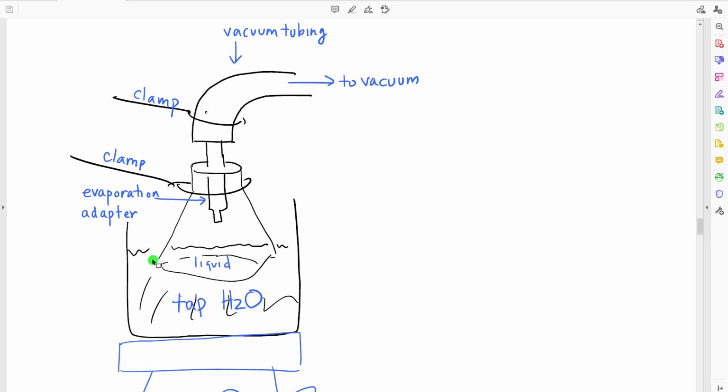Very often, we don't even have to heat the water, but if necessary, we can put it on a stirring hot plate and turn it on to a very low heat. We don't want our water to get very hot, but maybe slightly above room temperature, bath water temperature, can be very helpful.